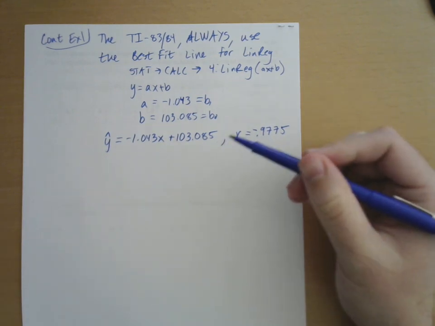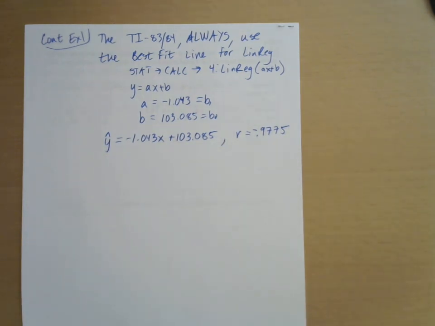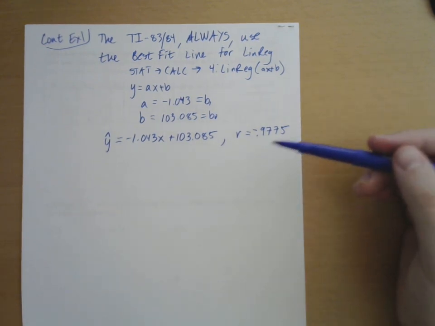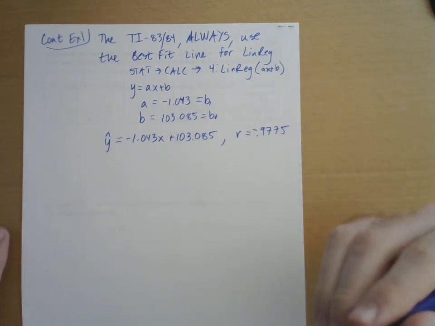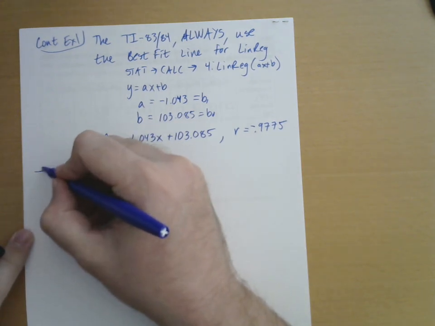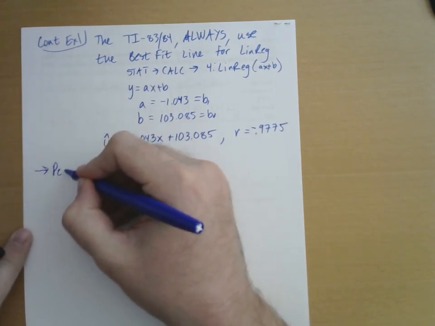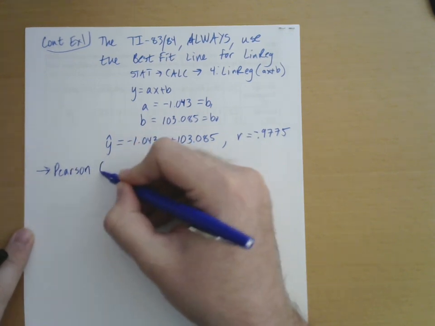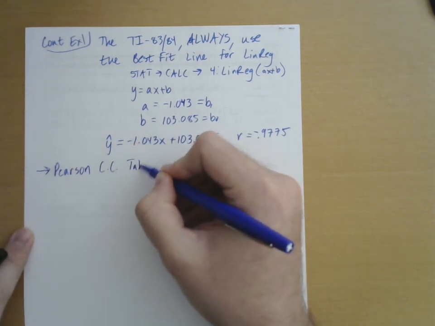So that's our best fit linear regression. Now, how we test for significance, remember, it comes from the r value. So I did upload the Pearson correlation coefficient tables, CC tables.